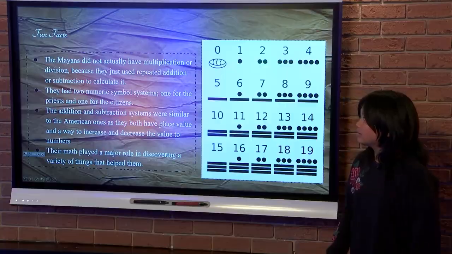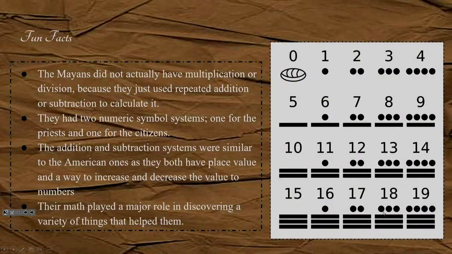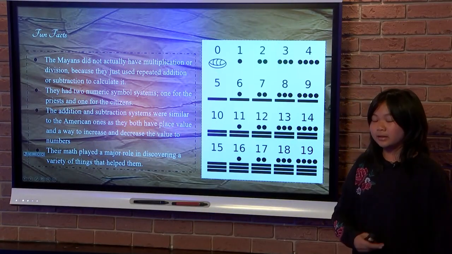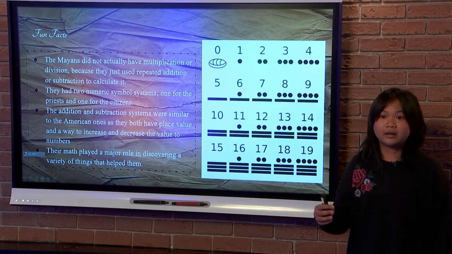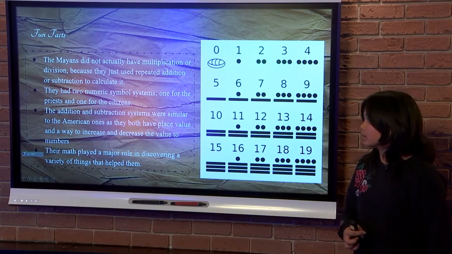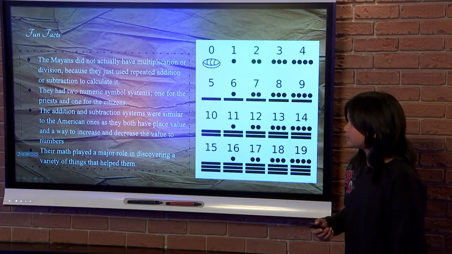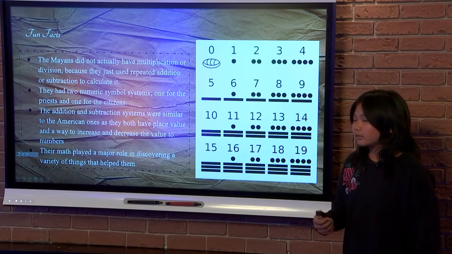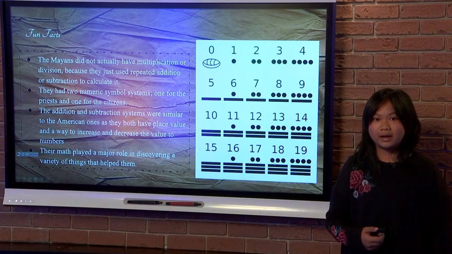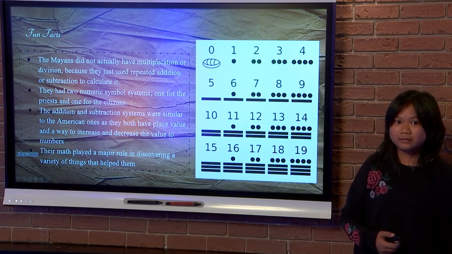Fun facts. The Mayans did not actually have multiplication or division. They just used repeated addition or repeated subtraction to get the same effect. They had two numeric systems. One for the priests, because they were higher ranking, and one for the normal citizens. The addition and subtraction symbols were very similar to the American ones. And their math highly benefited them in whatever they did.